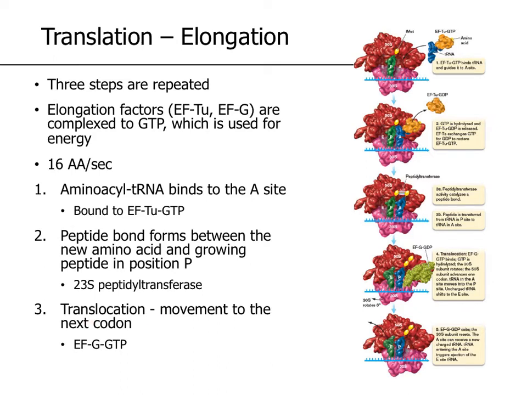Okay, so the next thing we have to do is move the whole thing over to the next codon, and that's what we refer to as translocation. What happens is EF-G comes in, also attached to GTP, and it comes into the spot here and essentially just pushes everything over. Again, that requires the use of 1 GTP molecule.